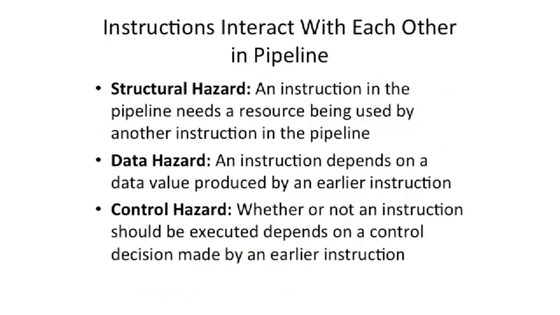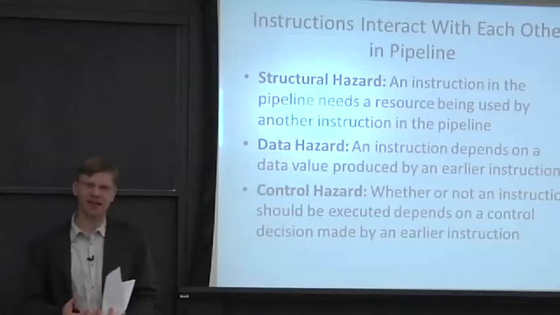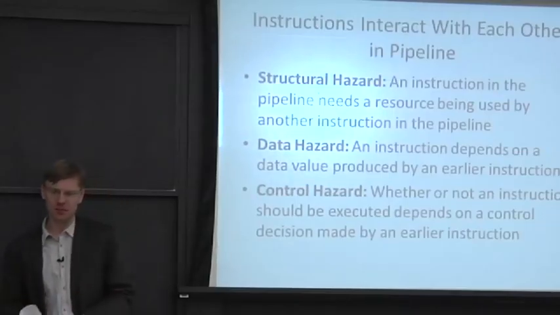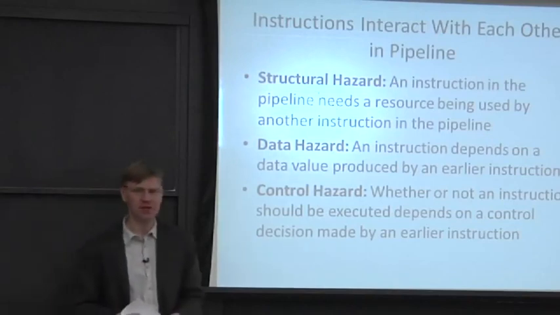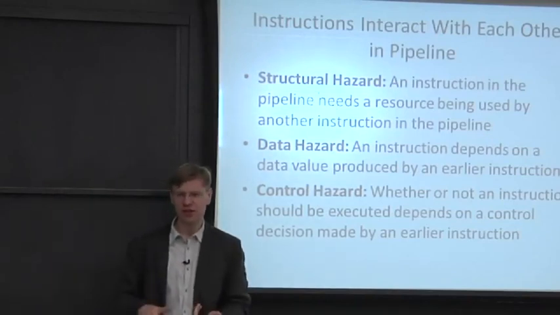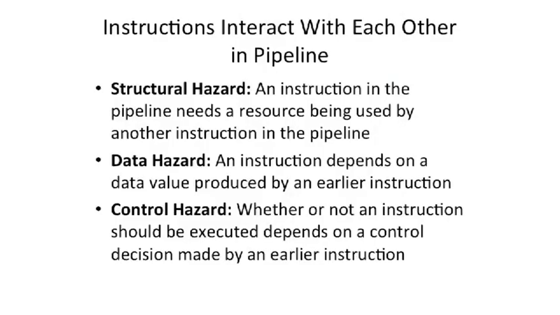And we're going to introduce a piece of nomenclature here called a hazard. So a hazard is anything where you have multiple portions of your pipeline interacting in a way that will cause a problem. So there's three main types of hazards. We have structural hazards, data hazards, and control hazards. A structural hazard is an instruction that's in the pipeline that needs a resource which is used by a different stage in the pipeline or someplace else in the pipeline.